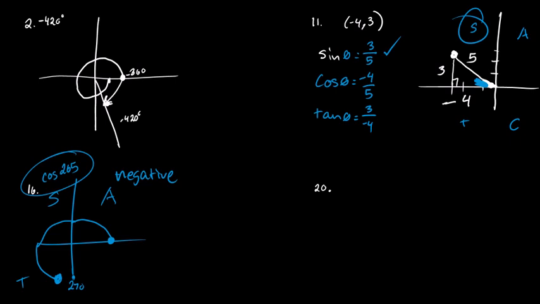And last but certainly not least on this section, it says, use a calculator. Evaluate the function. So cosine, all you would do is type in cosine of 300 degrees. However, what if it said secant of 300? There is no secant button.